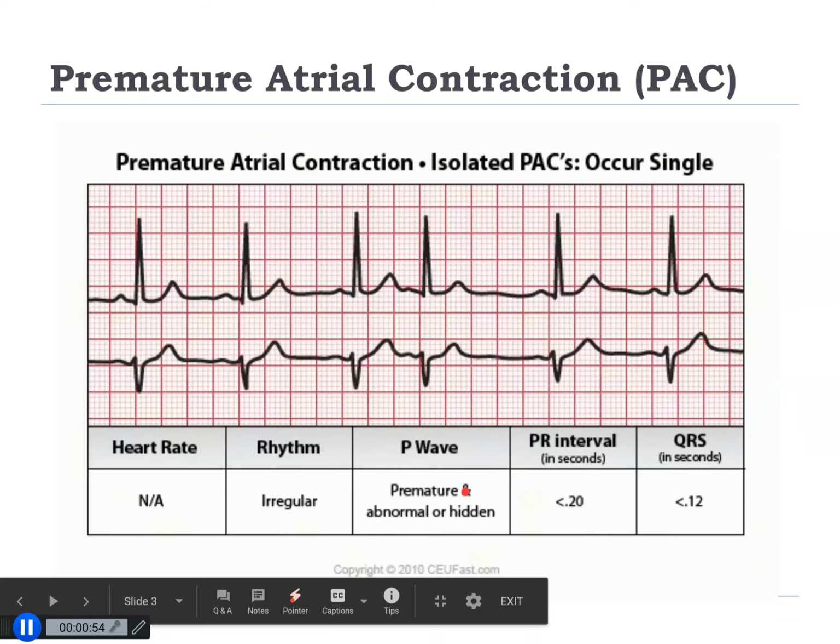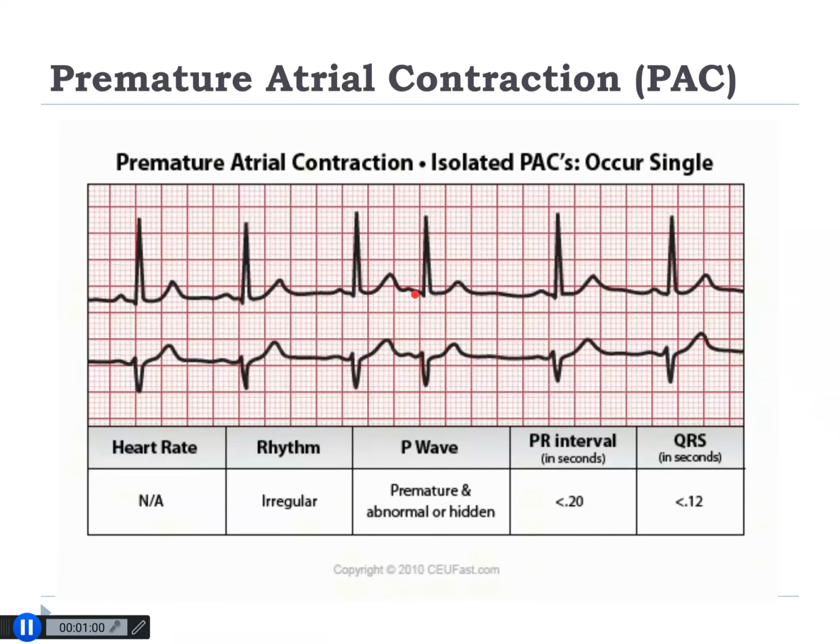The P wave in the PAC right here is going to be premature and abnormal, or completely hidden, like in this one right here. And the PR interval is going to be less than 0.2 seconds, and less than 0.12 seconds for the QRS, so abnormal.